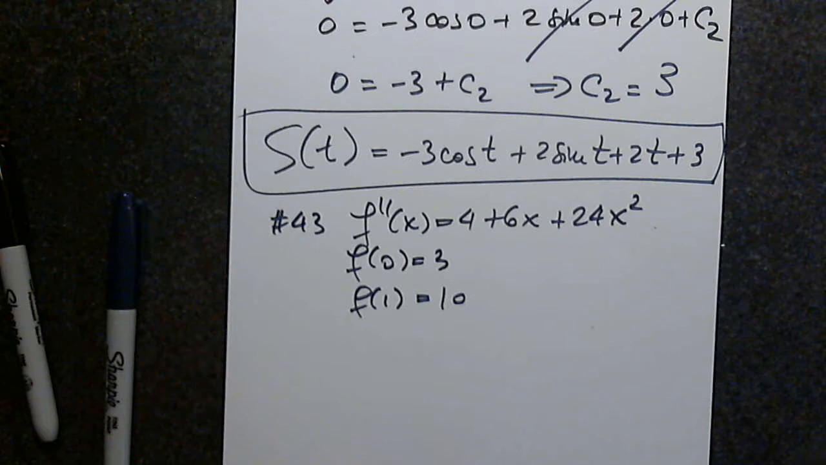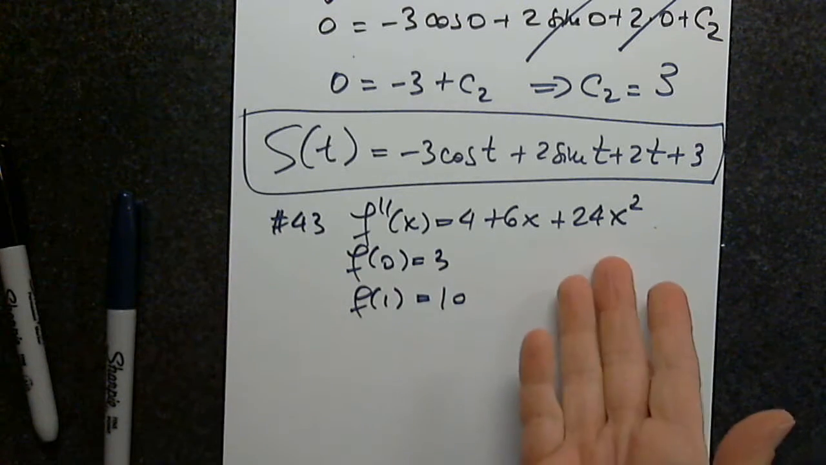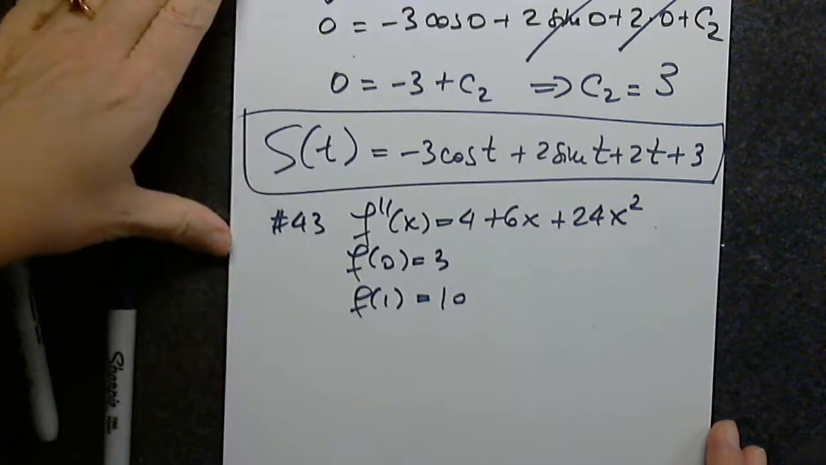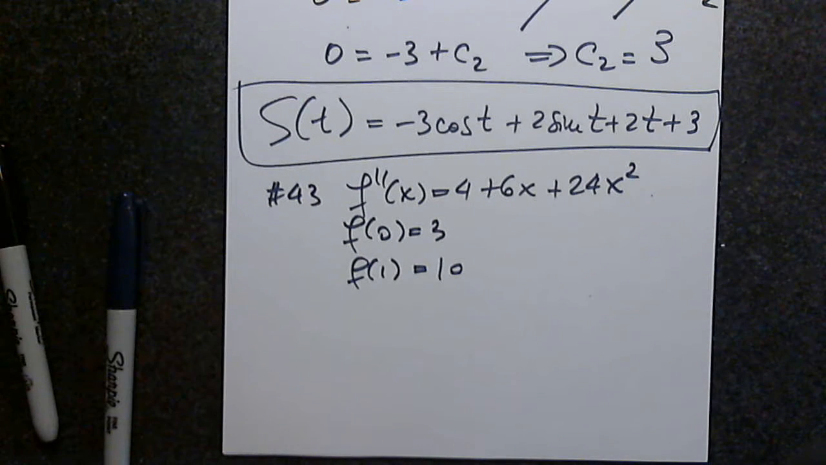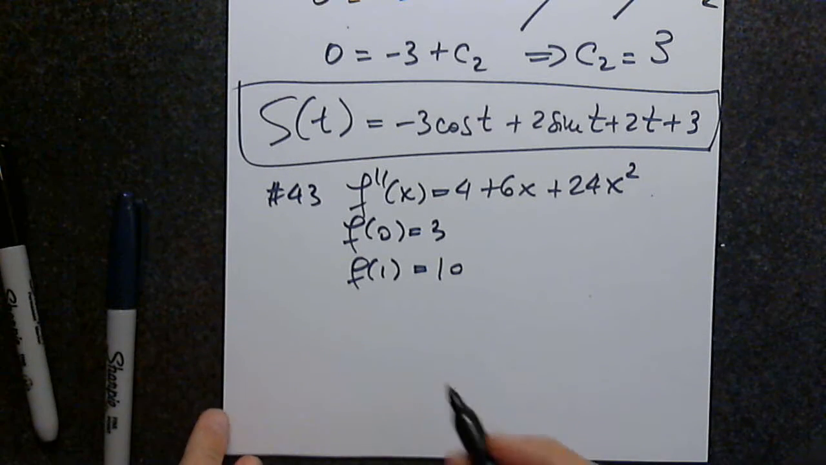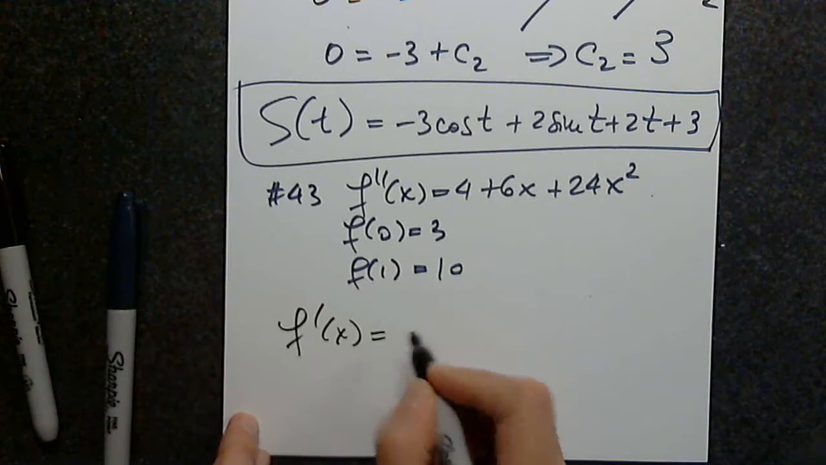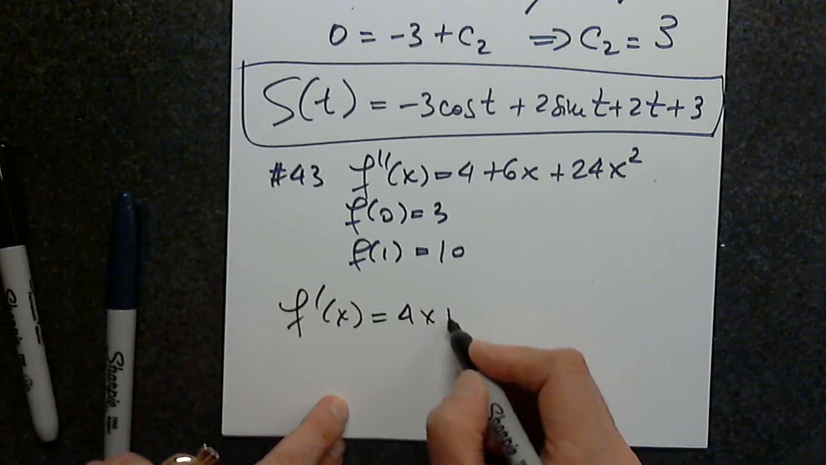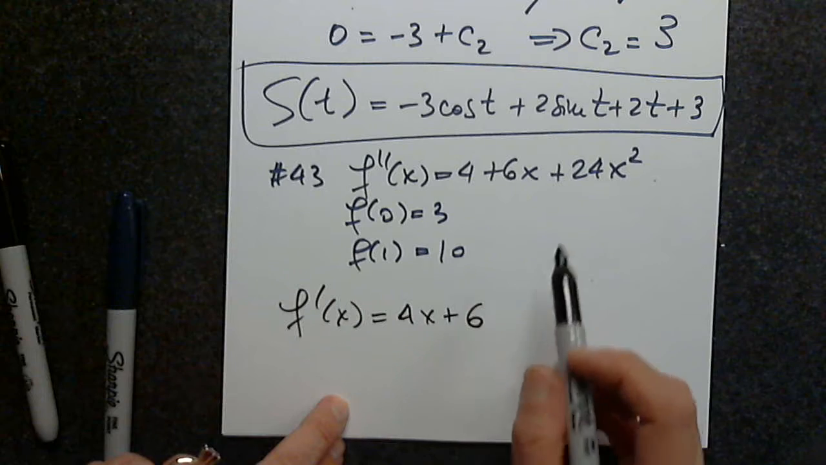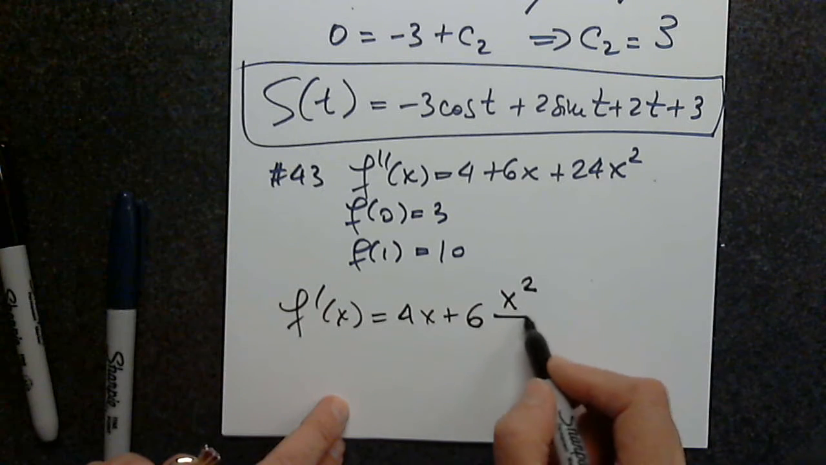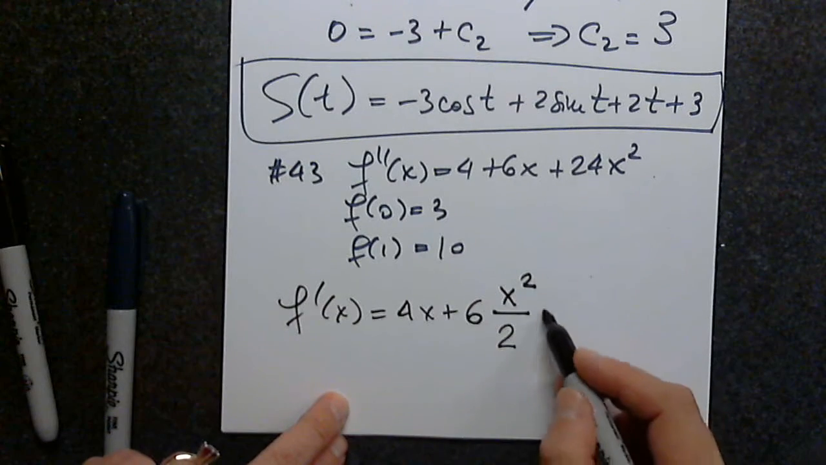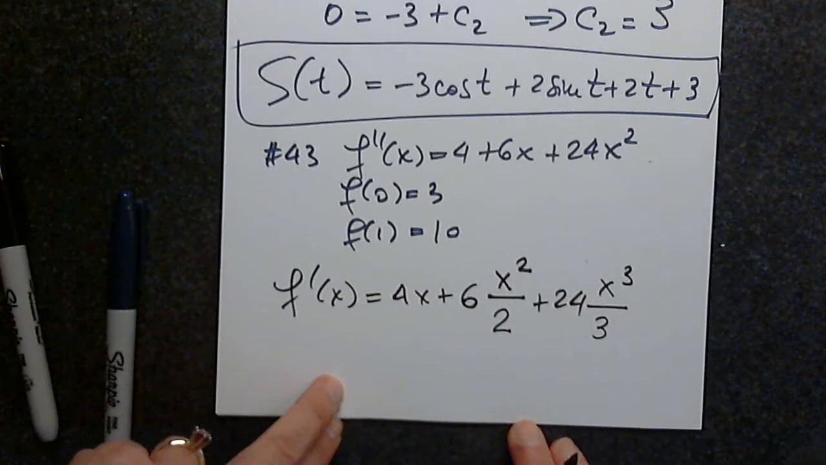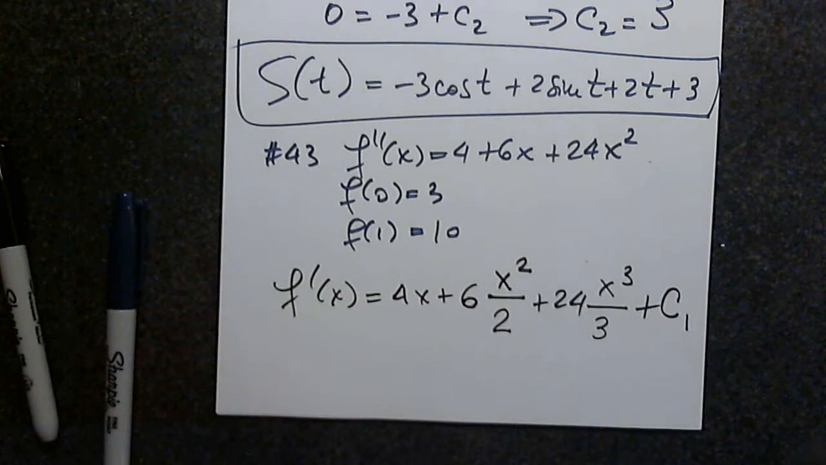Okay, we're asked to find the function given the second derivative and two conditions. What do I have to determine first? Excellent. Which function prime is 4? Plus 6. I increase the power by 1 and divide by that number. Plus 24. I increase the power by 1 and I divide by that number. And plus C1.